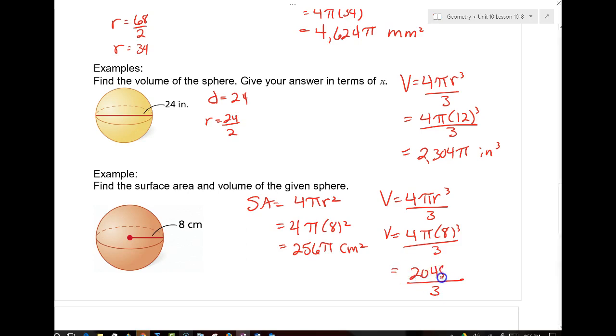So 2,048 pi over 3, isn't that going to be in cubic centimeters? And it is a fraction for that. What do you guys think? Guys, some of your problems are going to have this as a fraction. All right, keep working with me on this.